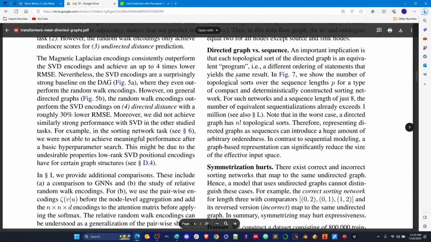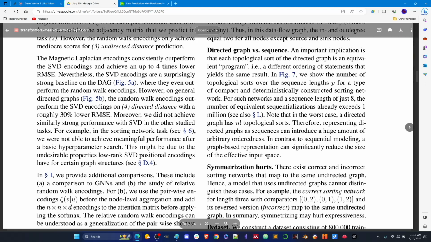So one important point about directed graphs versus sequences: we showed the example of the sequence where you go around in a circle. Each thing has something that it's connected to in a certain order, but that's not really a directed graph. A directed graph is where you have a branching process that is dependent in time. And so that's a little bit different than a sequence, where it's kind of obvious what the path is. An important implication is that each topological sort of the directed graph is an equivalent program, or a different ordering of statements that yields the same result.